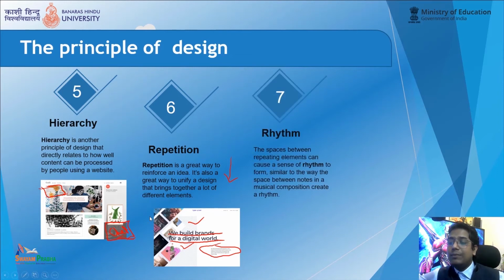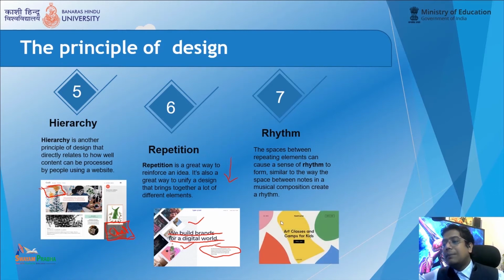So next is what? Rhythm. So what is exactly rhythm? It is the spaces between the repeating elements that cause a sense of rhythm, right? So here you can check out, maybe there are some different kinds of irregular shapes, right? But they are making some pattern, a different kind of colorful pattern. It's also making a musical composition kind of thing. Or maybe you have to make a kids' play school website. Then definitely for a play school, if we are using very vibrant colors, that makes a really very good result. So these are related to rhythm, right?